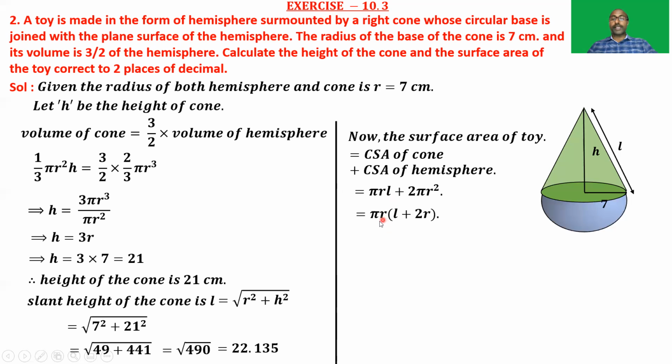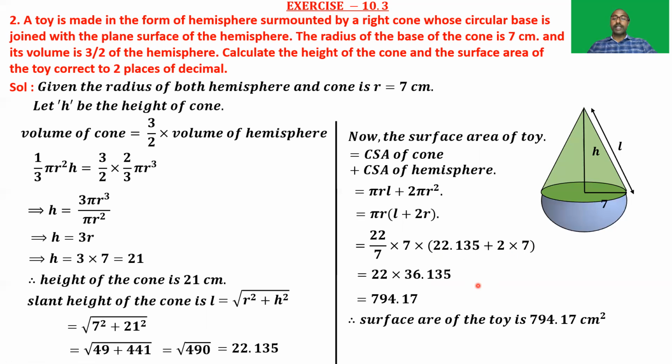Now substitute pi is equal to 22 by 7, r is equal to 7 and l is equal to 22.135. Now we get 22 by 7 into 7 into 22.135 plus 2 into radius 7. By cancelling 7 and simplifying, we get 22 into 14 plus 22.135, that is 36.135, which is equal to 794.17. So the surface area of the given toy is 794.17 centimeter square.